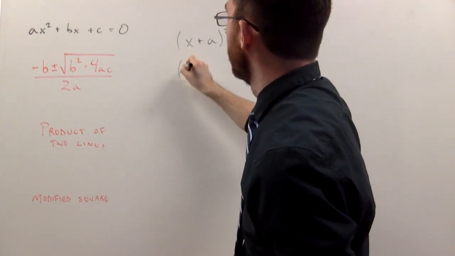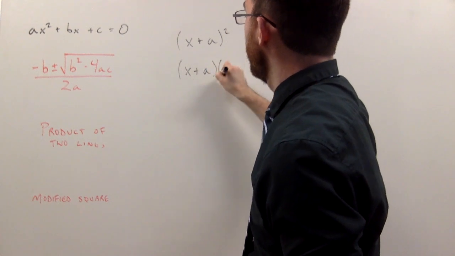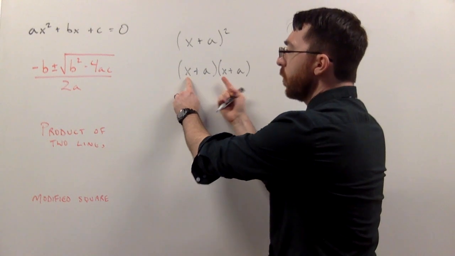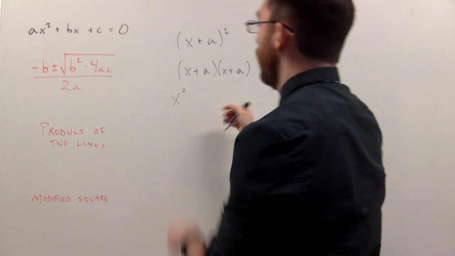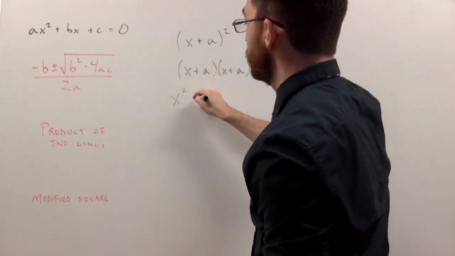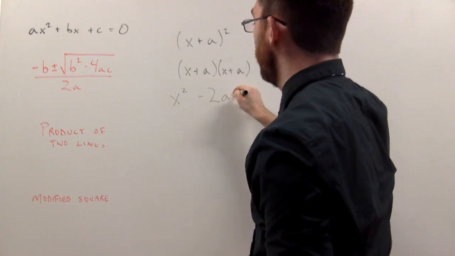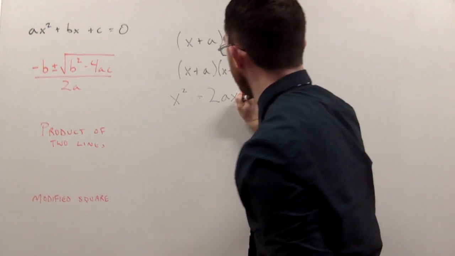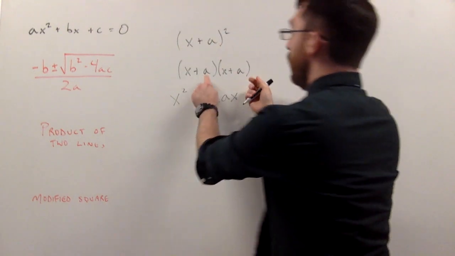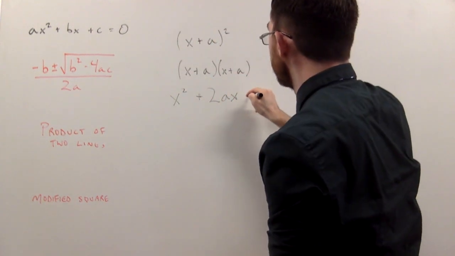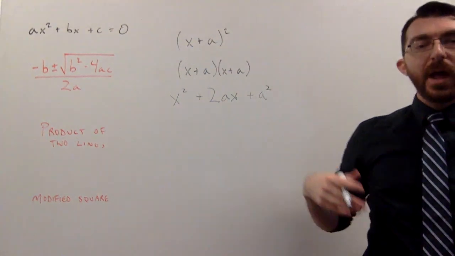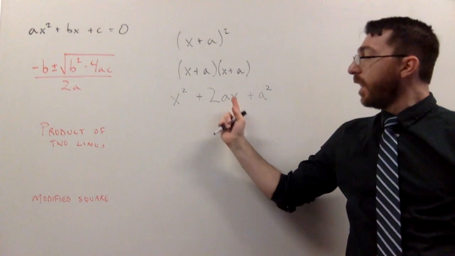That is, x plus a times x plus a, when you FOIL it, gives you x squared plus xa plus ax. In other words, plus 2ax. And then at the end, a times a. In other words, every square of this form has a double.